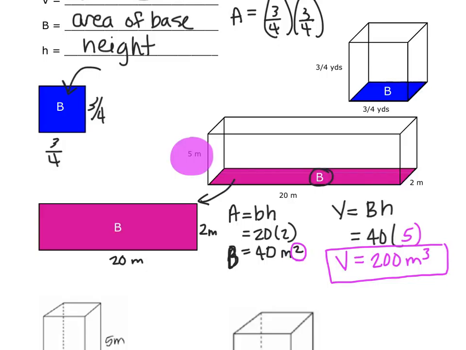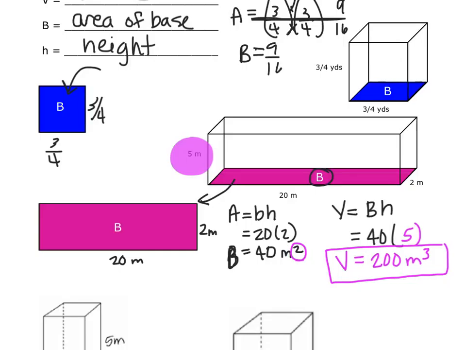What we do is we're going to multiply across. You know I like to extend my line there. And I like to put my multiplication signs there. 3 times 3 is 9. And then 4 times 4 is 16. So the area of my base, that capital B, is 9/16.